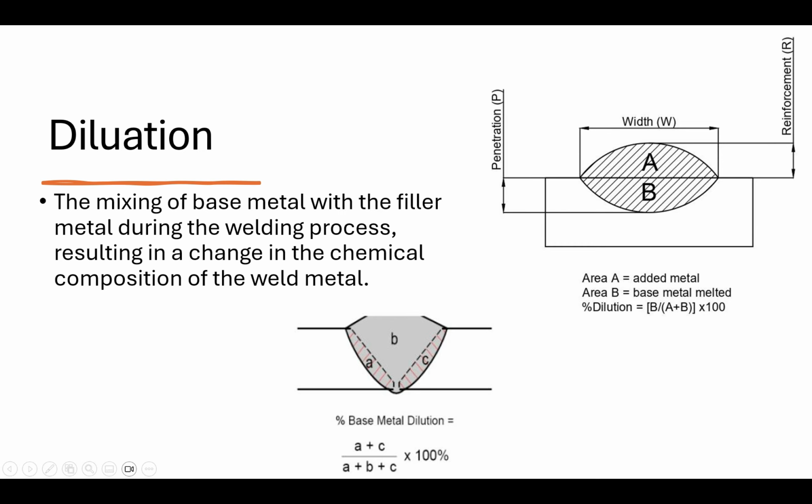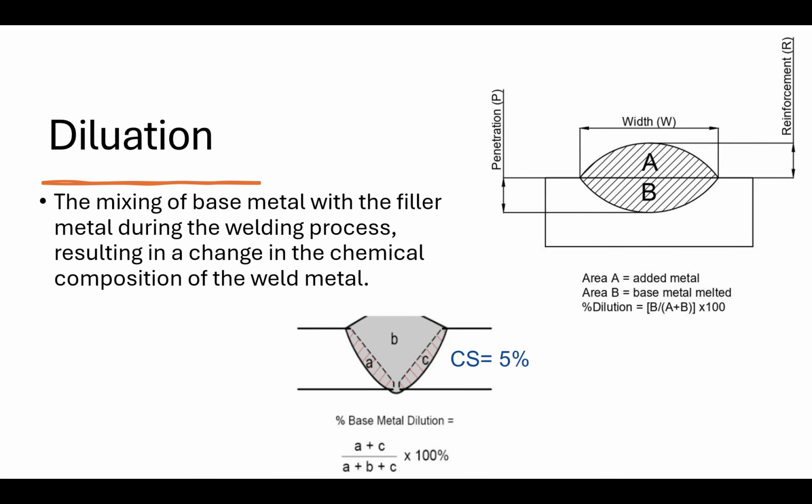So base metal dilution is considered A plus C divided by A plus B plus C. The area that got melted from the base metal on both sides will be divided by the total area, where the electrode deposit was made as well as the base metal melted. So times 100 is the percentage. So if you have even 10% dilution, which is 5% from here, imagine 5% of this base metal is contributing a higher percentage of carbon in the weld deposit. And some chromium also will be lost, some nickel also will be lost.